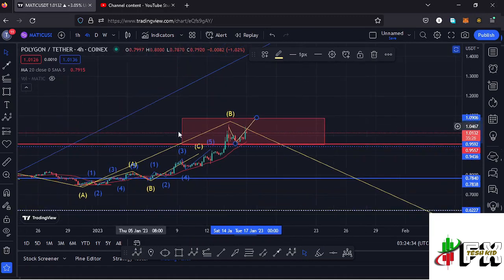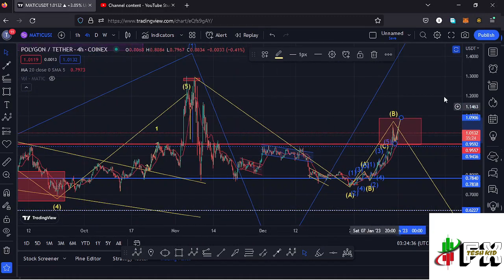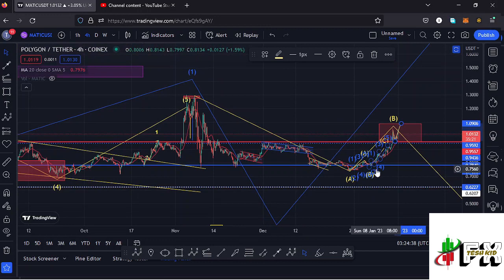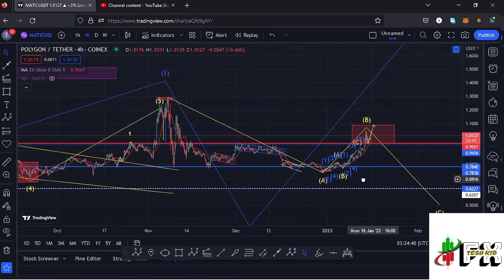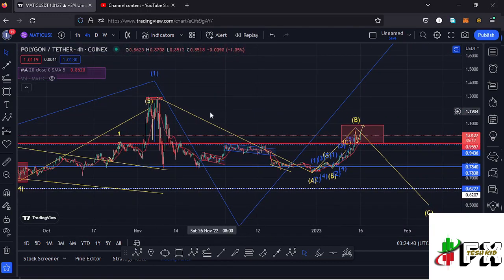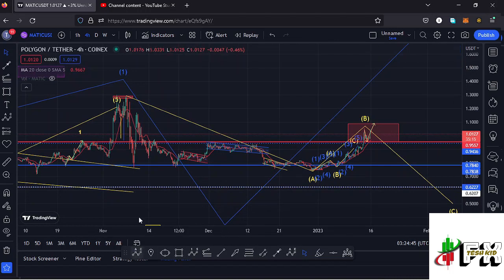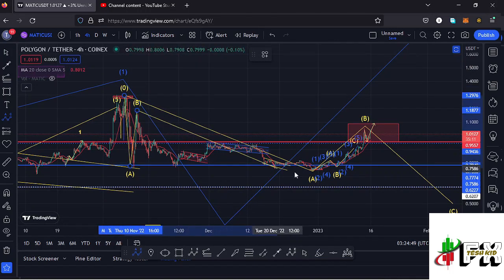And that means there are chances that we could have seen the low for this higher Elliott wave count 2, because we can also have another different ABC corrective count here on the Polygon Matic chart, terming this as the wave A, then this as the wave B, then this low at around the $0.74 mark might be the low for that wave C to the lower side.